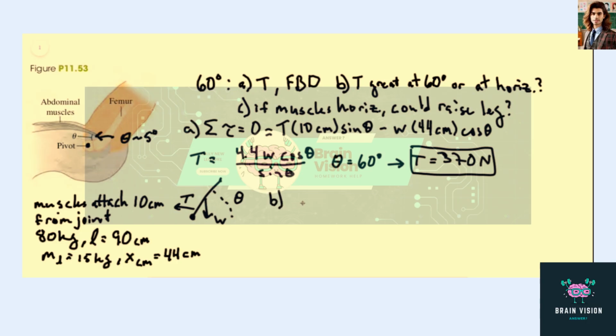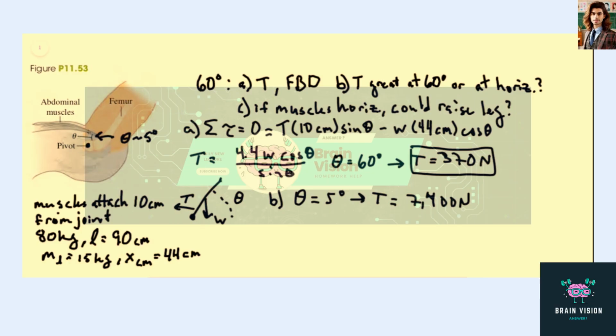So using our expression here, we can see that when theta is 5 degrees, like it is when the leg is lowered, the tension is going to be 7,400 newtons. And so this is a lot more than when the leg is at a 60-degree angle. And that's going to be because this angle is smaller, and so the sine of the angle will also be smaller.